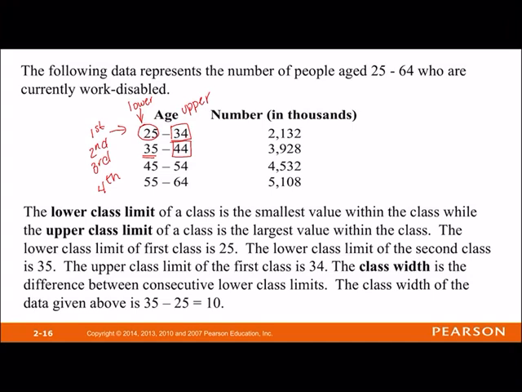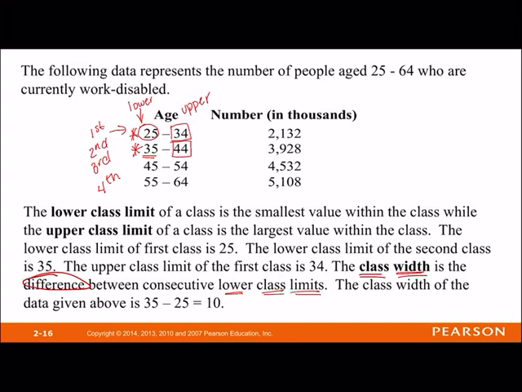Here's the most important thing on this slide. We're going to talk about something called the class width. The class width is the difference between consecutive lower class limits. It's not a lower and an upper, it's 2 lower limits. And difference means subtract. So lower, this side. And it has to be consecutive. Doesn't matter which consecutive that you use, but it has to be consecutive.